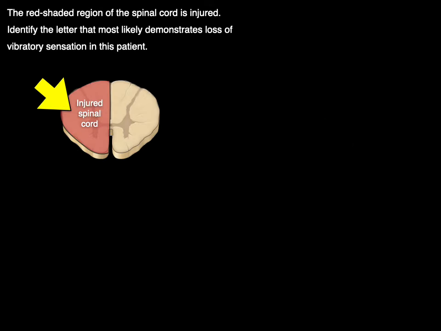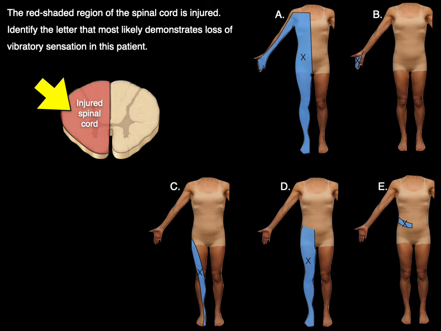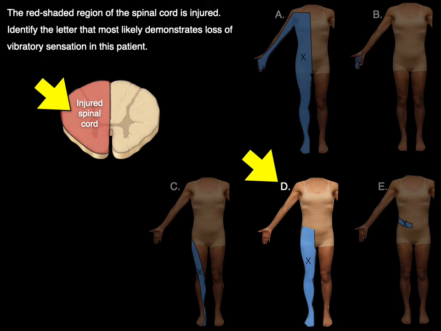Let's do one more. The red shaded region of the spinal cord is injured. Identify the letter that most likely demonstrates loss of vibratory sensation in this patient. Well, here we have a bunch of pictures. So pause, but I'm going to go forward. So the correct answer is D.